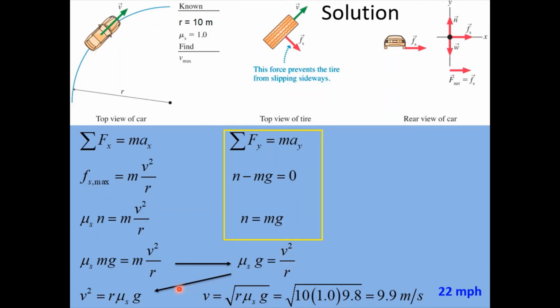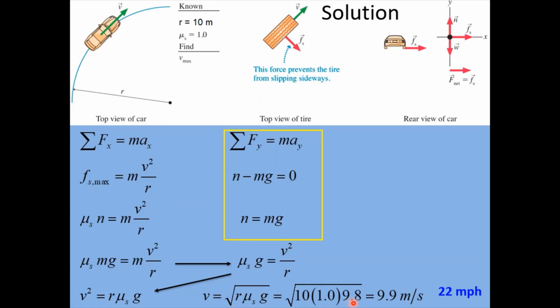And again, let's solve for v. v squared equals r mu g. So v is the square root of r mu g, and we can plug in our numbers. Remember, the turn radius was 10 meters. The coefficient for static friction of rubber wheels on cement or concrete surface, all right, we're assuming this is a car tire on a road. If you look it up in the table back in chapter 5, the coefficient is 1. It's 1.0.